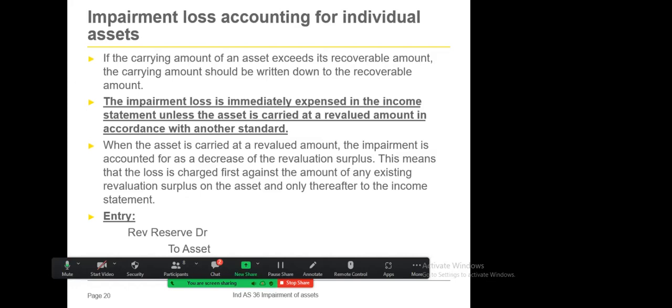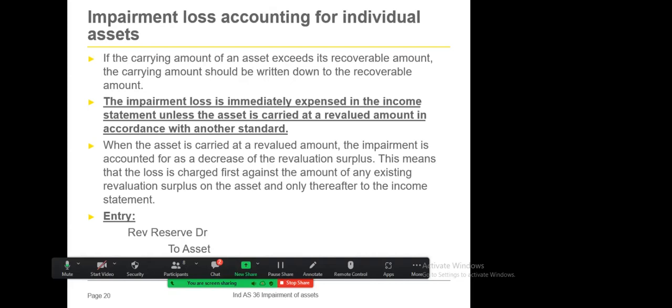The accounting entry will be simple: impairment loss account debit to the asset. This will be the simple entry. Now let's add some twist to it. And the twist is that in the past, the asset has been revalued. So how should the accounting be done?